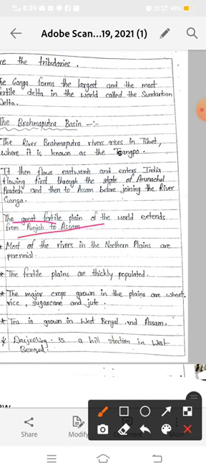Now most of the rivers in the northern plains are perennial. What are perennial rivers? Rivers which flow throughout the year and originate from glaciers are known as perennial rivers. That is the reason they flow throughout the year, because they receive water from the glacier.